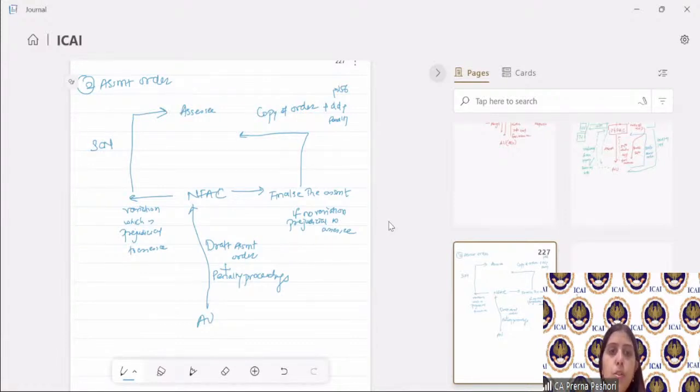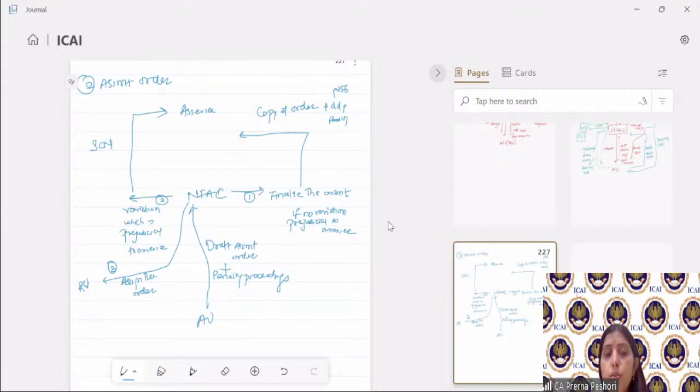Or the third option which it has is, it can assign the order to a review unit. So this is the first option it has, this is the second option, and this is the third option. It can assign the order to the review unit if the NFSC feels that the assessment order is dicey, maybe the assessing officer has not properly carried out the assessment. It can give the draft assessment order to the review unit.